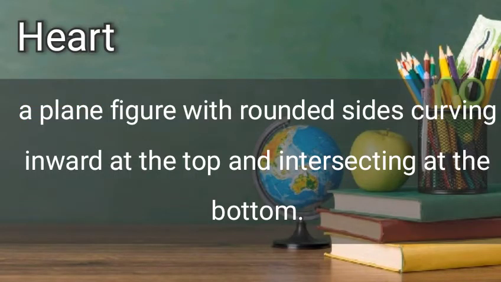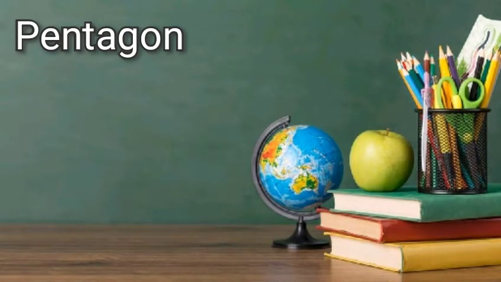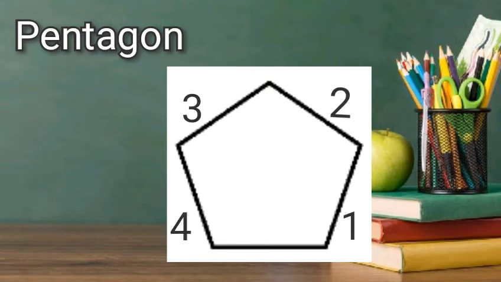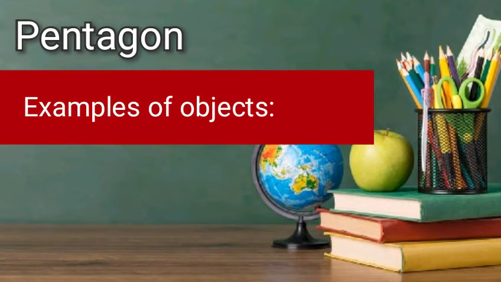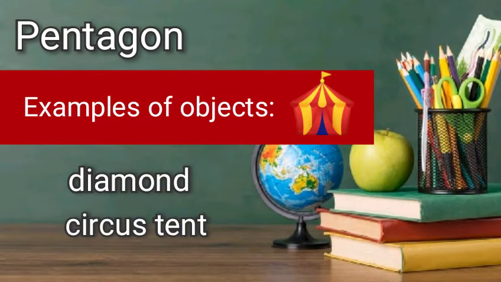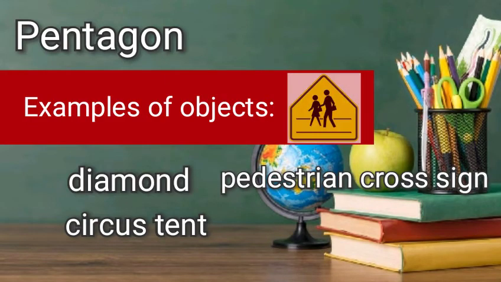A heart is a plane figure with rounded sides, curving inward at the top and intersecting at the bottom. It is used as a symbol for Valentine's Day. A pentagon is a flat, two-dimensional, 5-sided geometric shape with 5 angles. Examples of objects: diamond, circus tent, and pedestrian crossing sign.